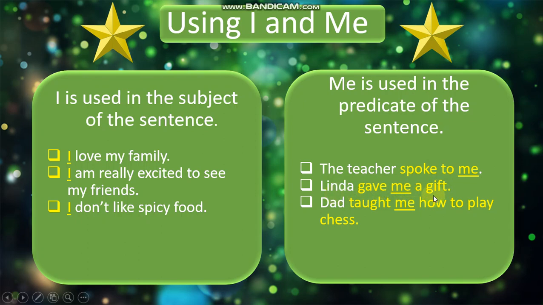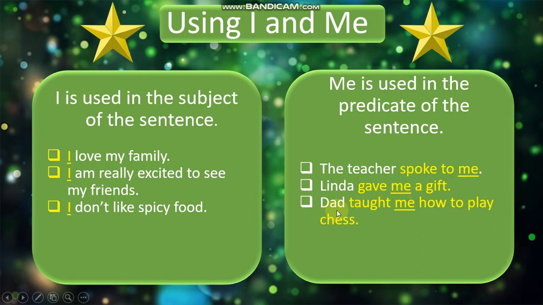Linda gave me a gift. In this sentence, what is the subject? Linda. Linda is the doer of the action. She is doing the action of giving. Linda gave me a gift. Who is receiving it? Me. And which part of the sentence is me placed in? It's placed in the predicate part. So remember, me is always used in the predicate. It is the receiver of the action.